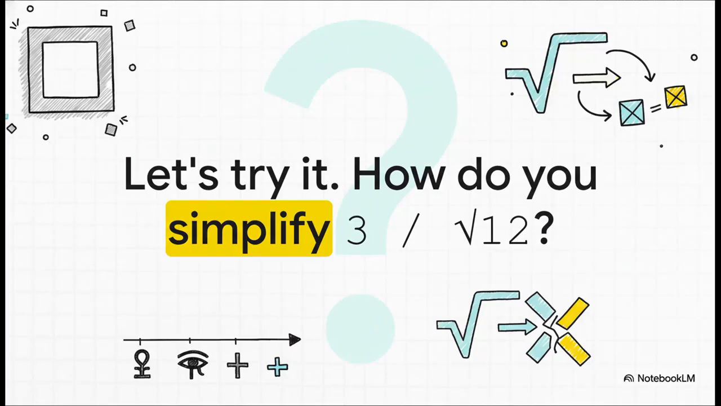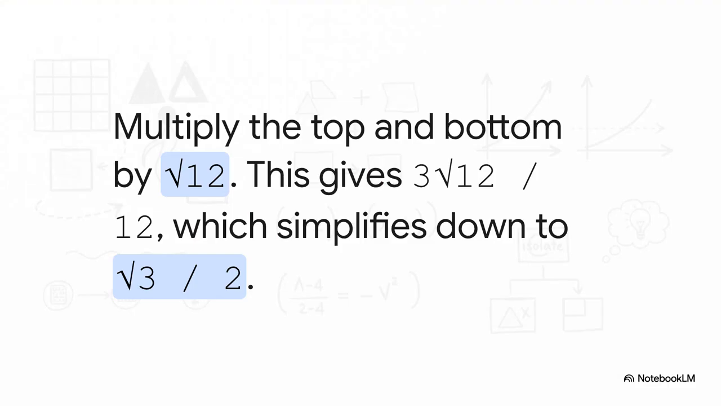Okay, let's try a nice simple example. We've got 3 divided by the square root of 12. Our goal is to get that radical out of the bottom of the fraction. So the move here is to multiply by a clever version of the number 1, the square root of 12 over itself. On the bottom, root 12 times root 12 is just 12.